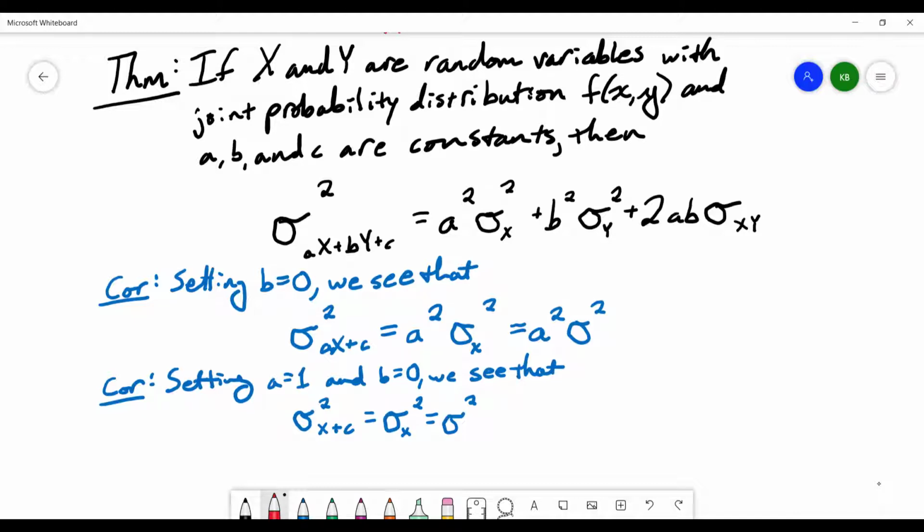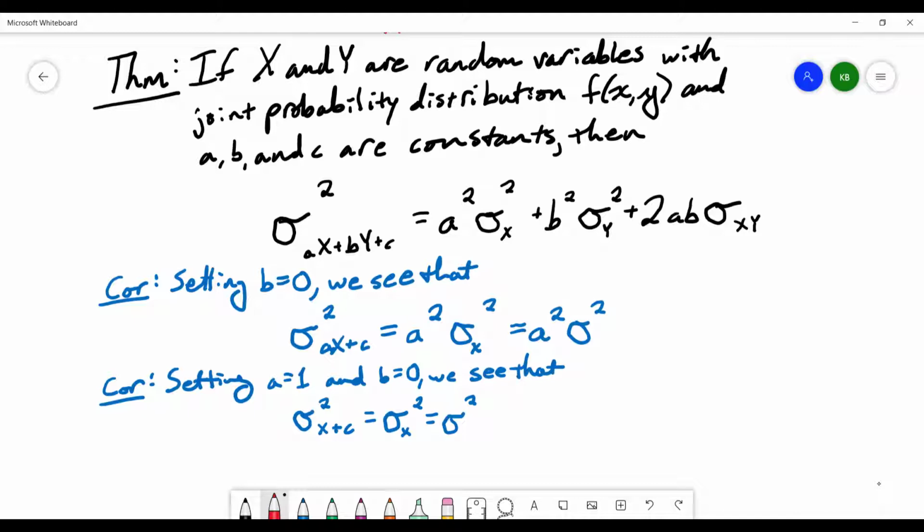There's actually lots of them. So the first one, if we set b equal to 0, then we find that we're taking the variance of the linear combination ax plus c, and that's going to equal a squared times the variance of x. And since there's only one variance in this equation, we don't actually have to write that subscript x, so we can just write a squared times the variance.